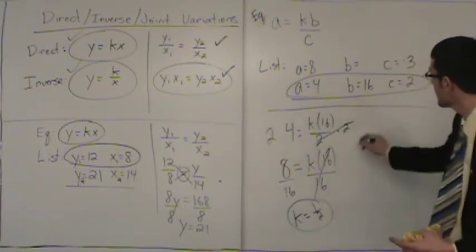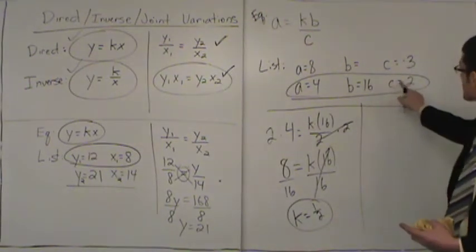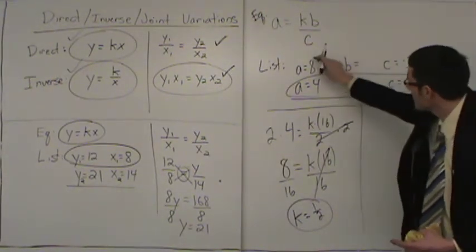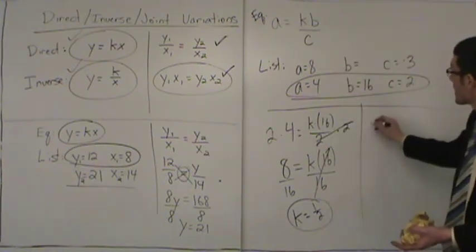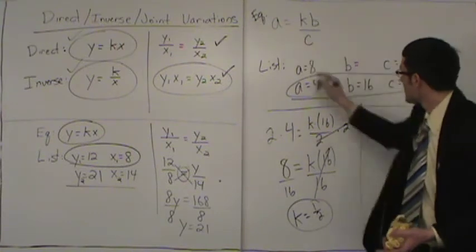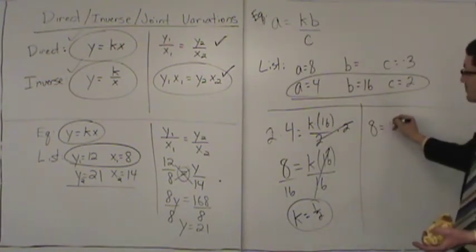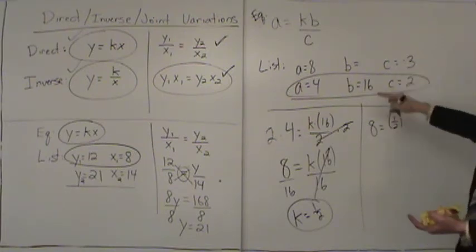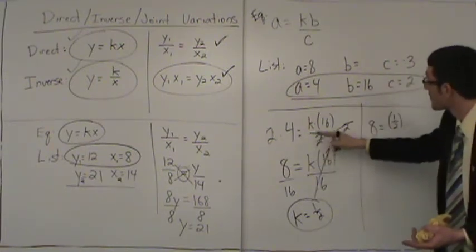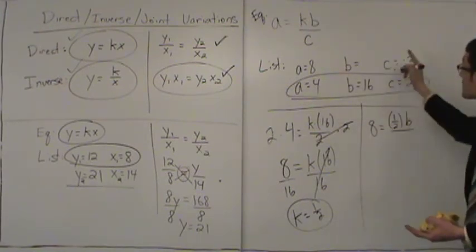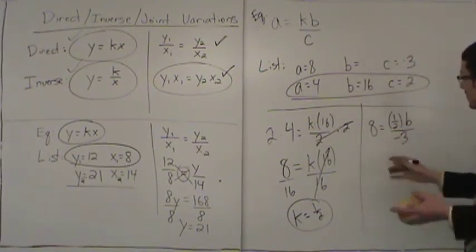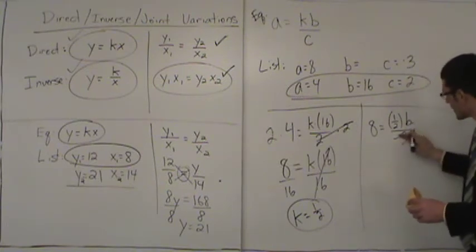Now, once we have K, we're going to use K, A, and C to find B. Let's rewrite this. So K is 1/2, we have A is 8, so we have 8 equals 1/2 multiplied by B over C, which is -3. Okay, B is being divided.